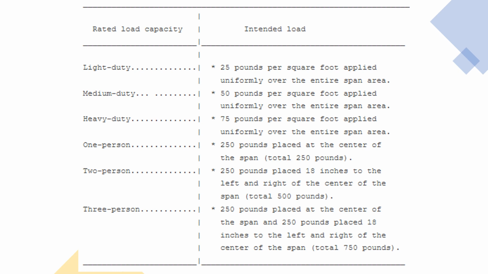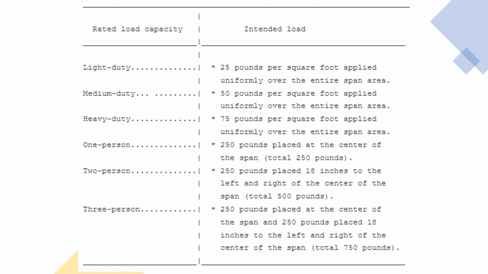When the rated load capacity is 2 person, the intended load is 250 pounds placed 18 inches to the left and right of the span, total 500 pounds. When the rated load capacity is 3 person, the intended load is 250 pounds placed at the center of the span and 250 pounds placed 18 inches to the left and right of the span, total 750 pounds.